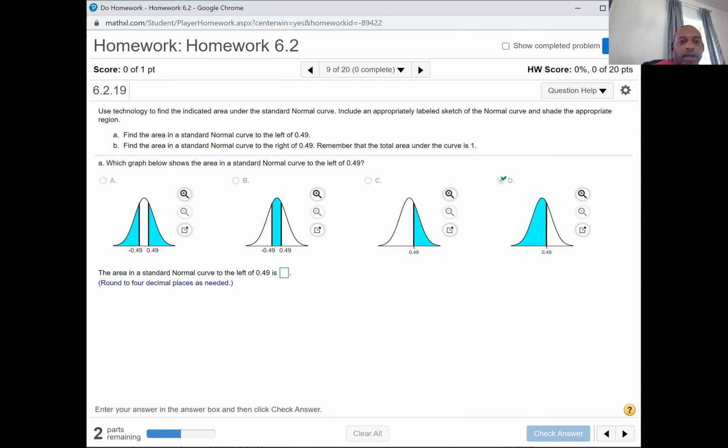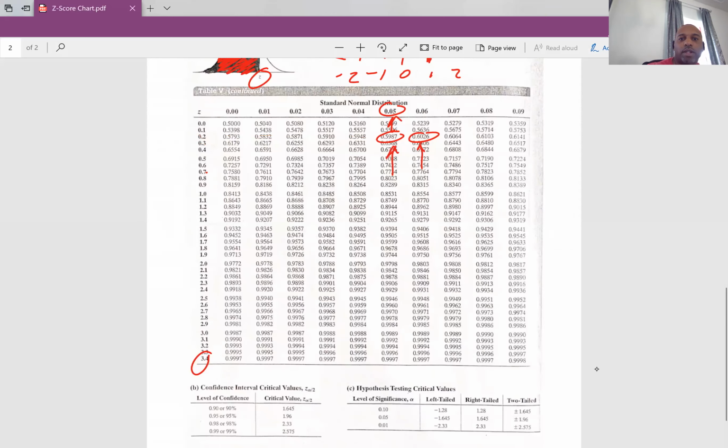And then if you want the values, you would go to the z-score chart and look for 0.49. So 0.4 is right here. 9 is up here. And that's 0.6879. Let's see how many decimal places they ask from you. Yeah, that's all they wanted.